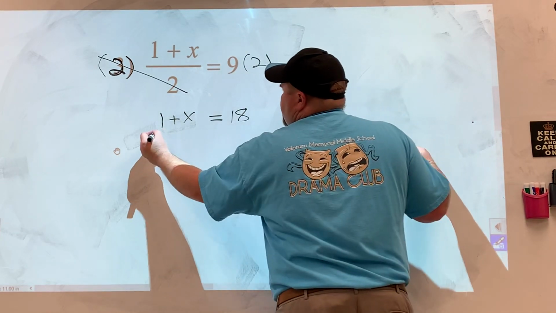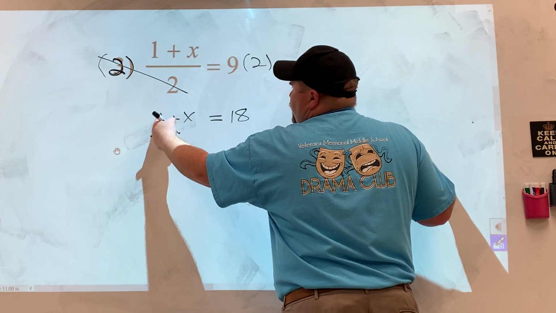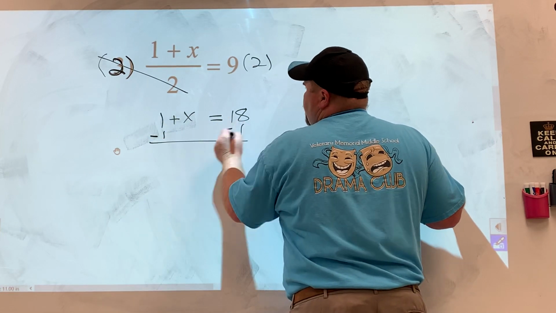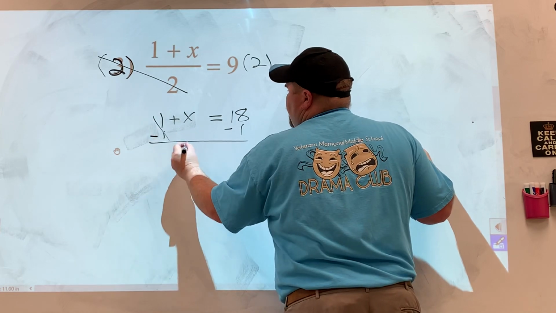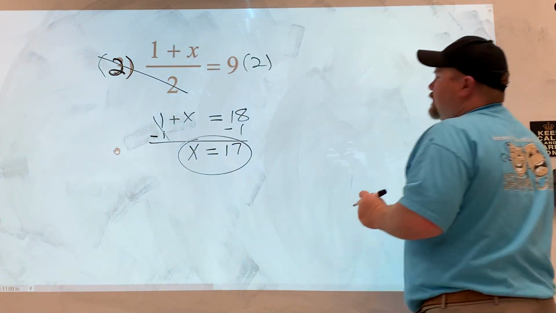At this point, all I need to do is subtract 1. The reason I'm subtracting is that's a positive 1. So 1 minus 1 will make 0, and I'm trying to get rid of it. So they cancel each other out, and I'm left with x equals 17. That is the final answer.